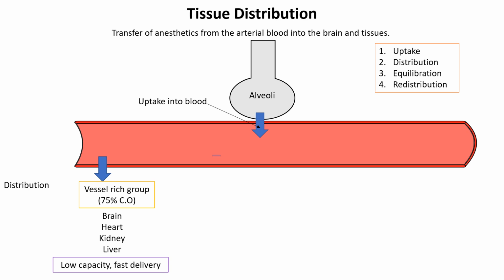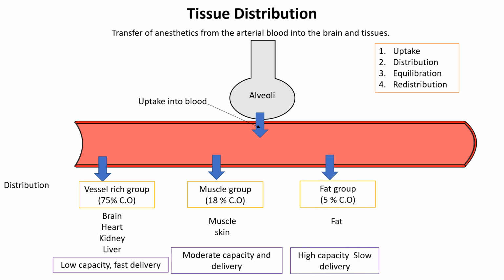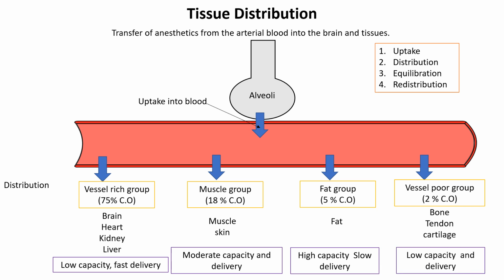Next, the muscle group, which has moderate perfusion and capacity, absorbs the anesthetic more slowly but still contributes significantly to distribution. The fat group, with its low perfusion but high capacity, absorbs the anesthetic slowly and takes much longer to reach equilibrium. Finally, the vessel-poor group, which has very low perfusion, absorbs the anesthetic minimally and plays a negligible role in the initial distribution phase.